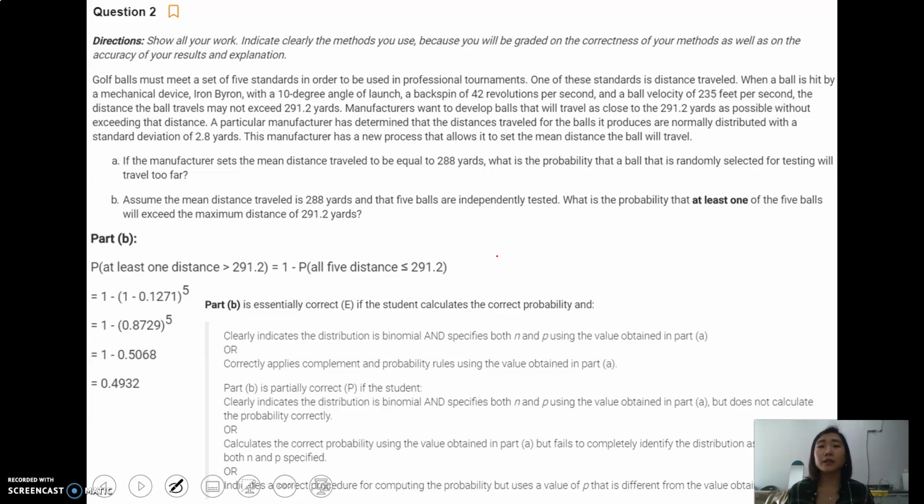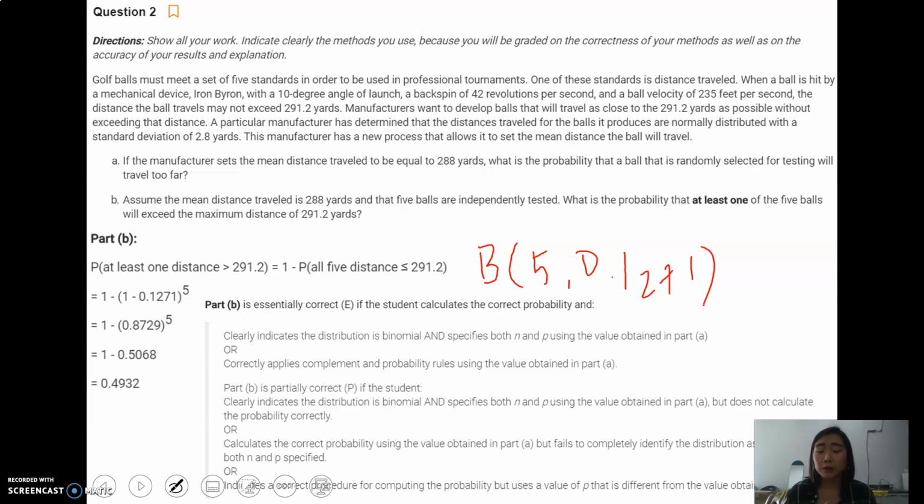So again, just like how you should have written the normal distribution for part A, you should have clearly stated the binomial distribution, so you can write it as B(5, the probability), which you got from the above, part A. So obviously, if you have an incorrect probability for part A, you're going to have a different answer. But again, you're not going to be penalized again.